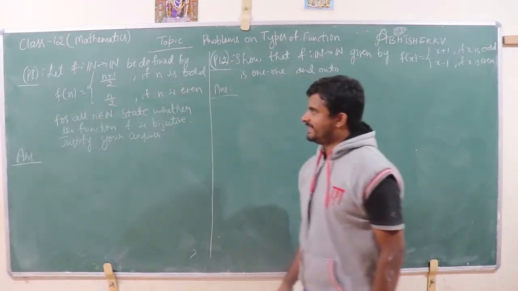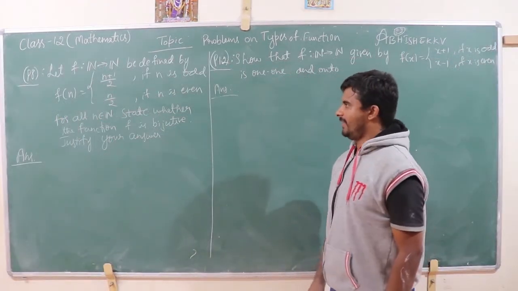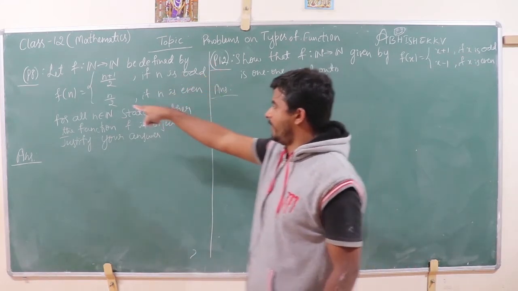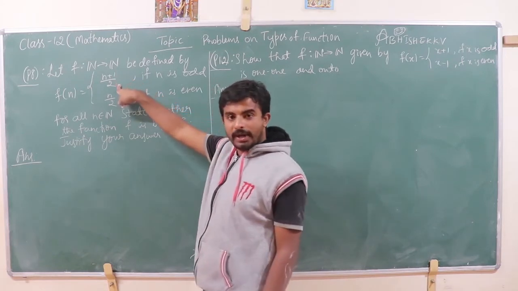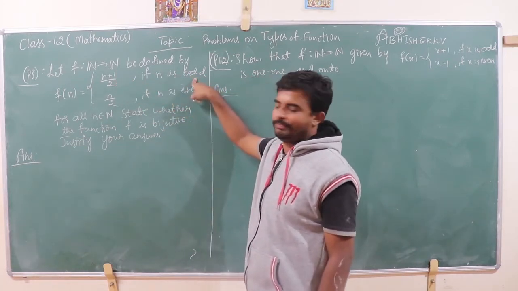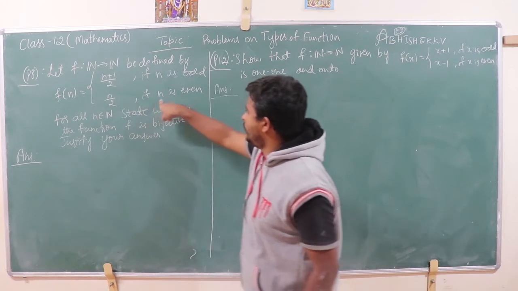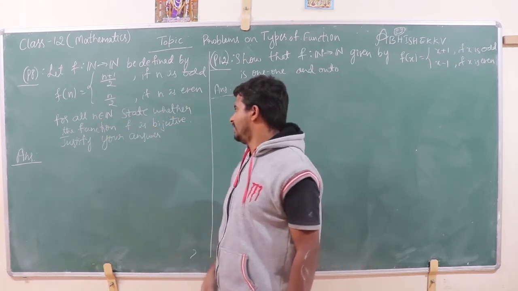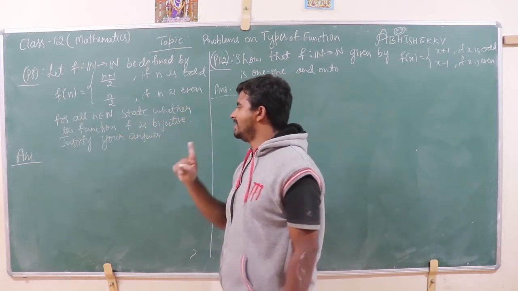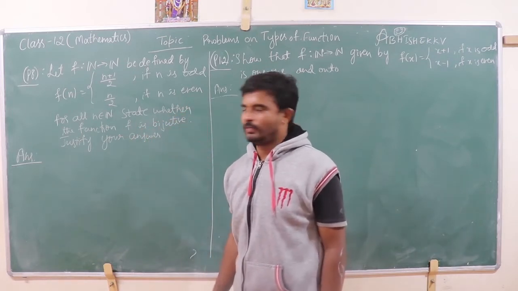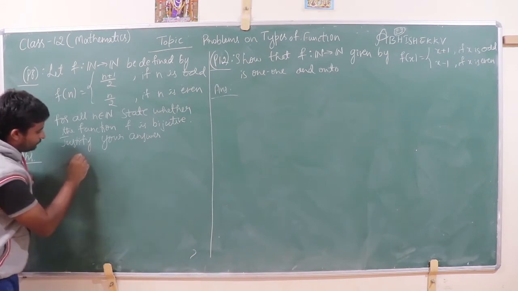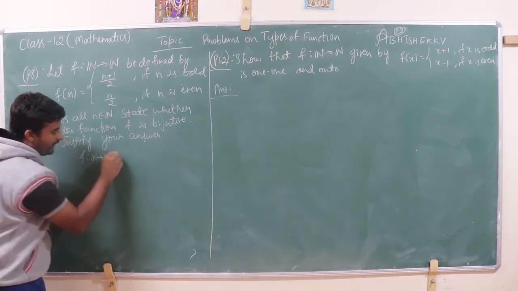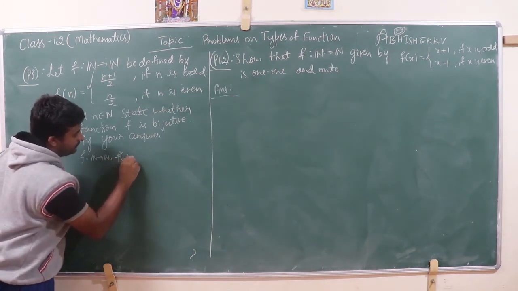Let us move on to the next set of problems. Here they have given the function f from natural numbers to natural numbers defined by f of x is equal to (n plus 1) by 2 when n is even, n by 2 if n is odd, for all n belonging to the set of natural numbers. State whether the function is bijective. Justify your answer.